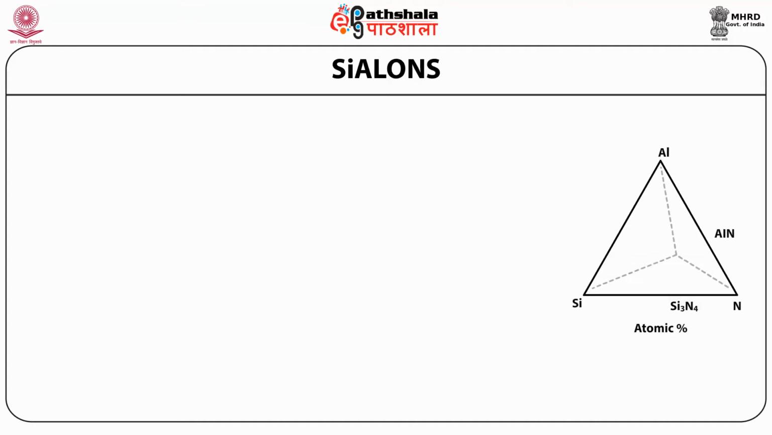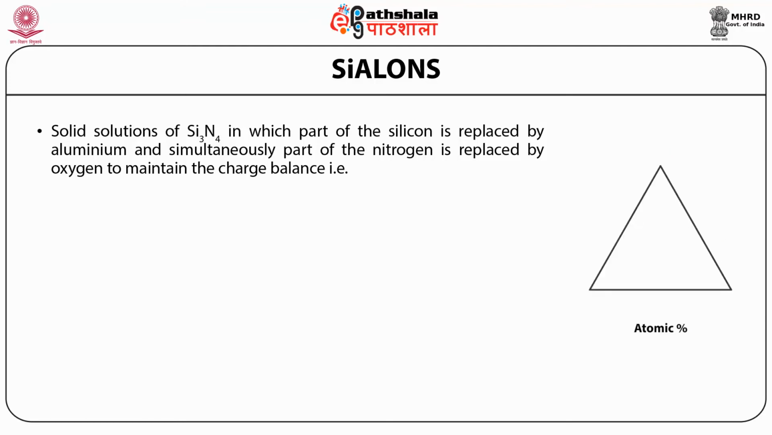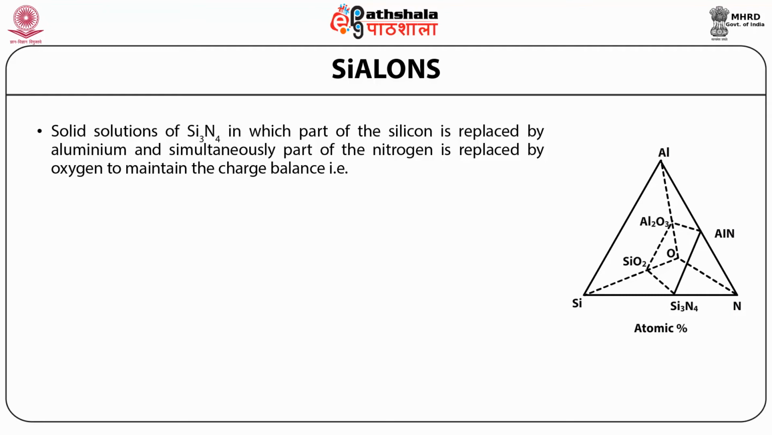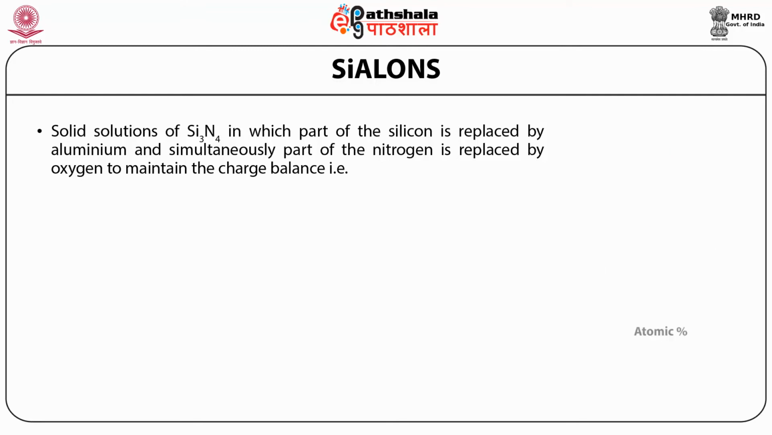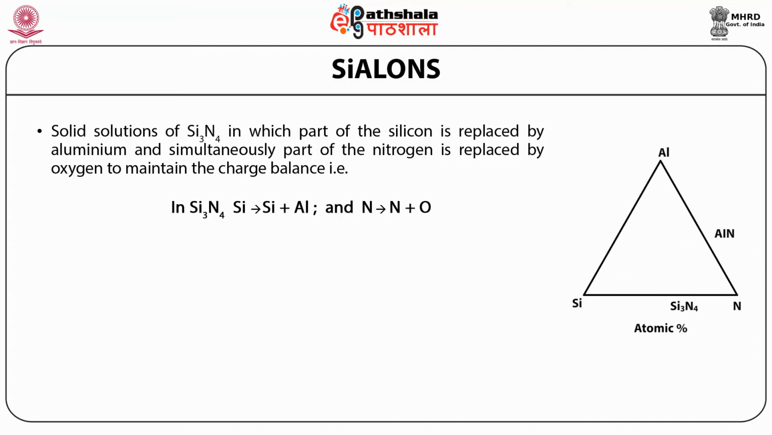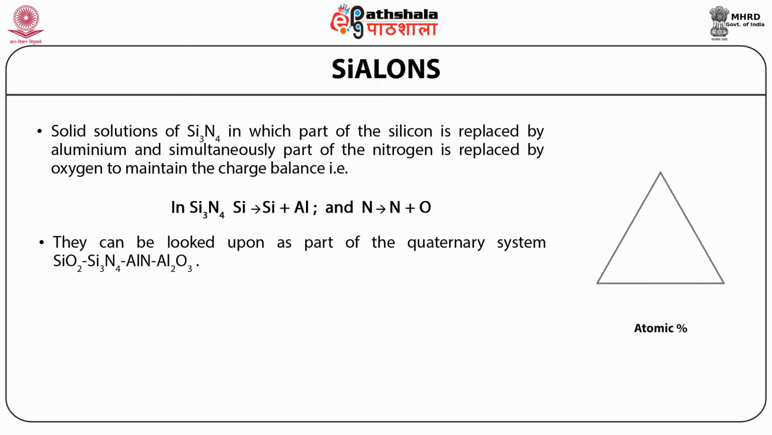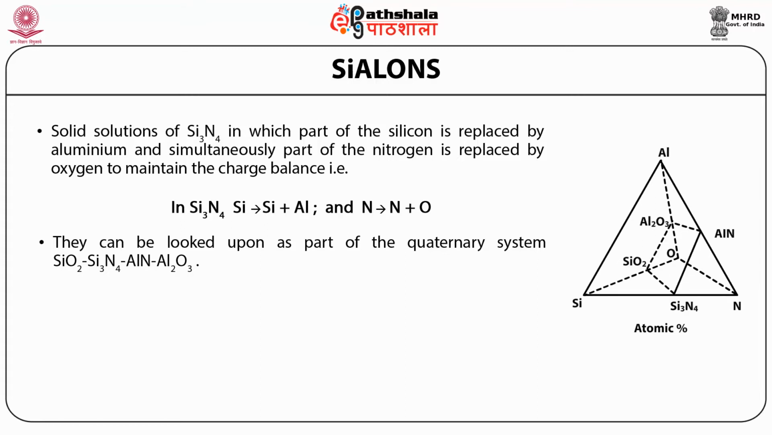Sialons. Sialons are the solid solutions of silicon nitride, that is Si3N4, in which part of silicon is replaced by aluminium and simultaneously part of nitrogen is replaced by oxygen to maintain the charge neutrality. That is, in silicon nitride, Si is replaced by Si plus aluminium and nitrogen is replaced by nitrogen plus oxygen. So they can be looked upon as a part of the quaternary system, that is SiO2, Si3N4, AlN, Al2O3.